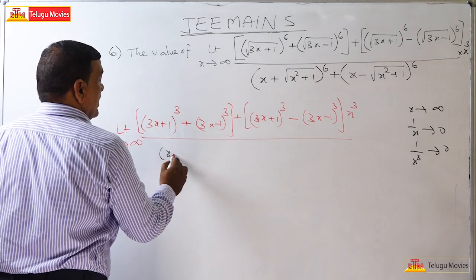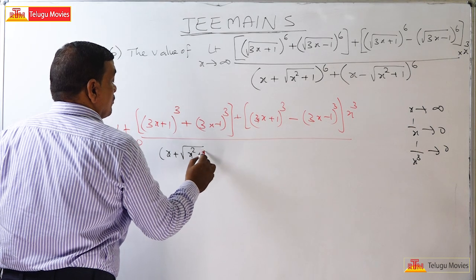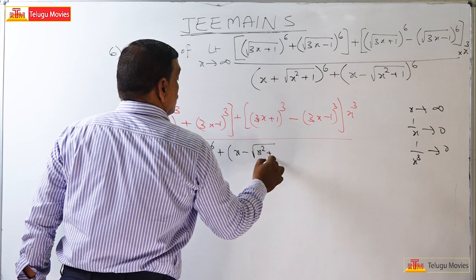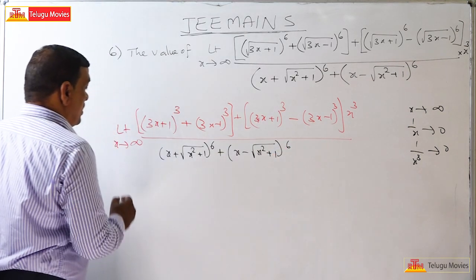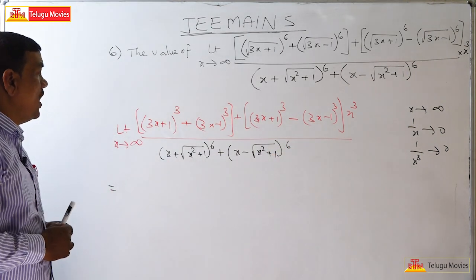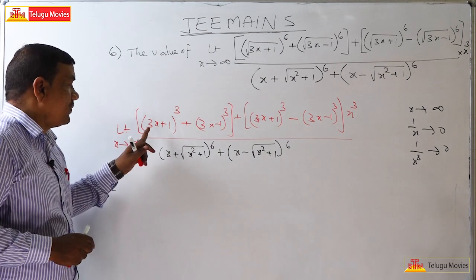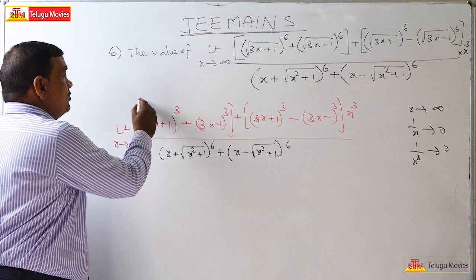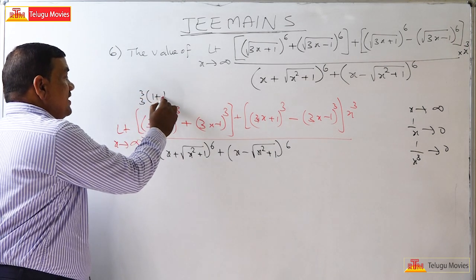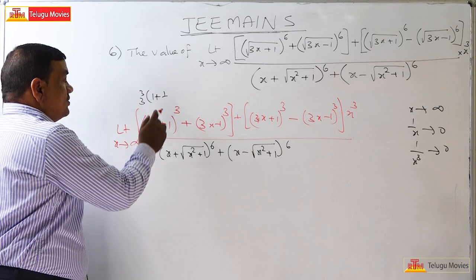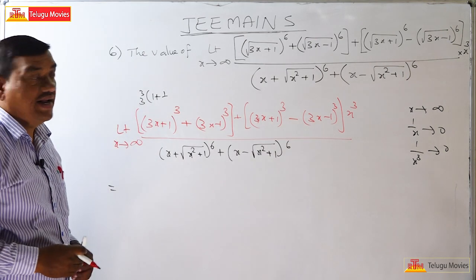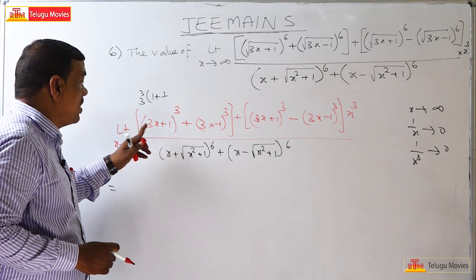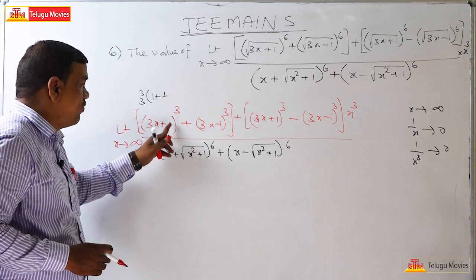So this is equal to x plus root of x square plus 1 whole power 6 plus x minus root of x square plus 1 whole power 6. Now, how to do this? Here take 3 common outside. 3 common means 3 cube. So this is 3 cube, 1 plus 1. If you take x common outside, what will you write here? 1 by x will come.